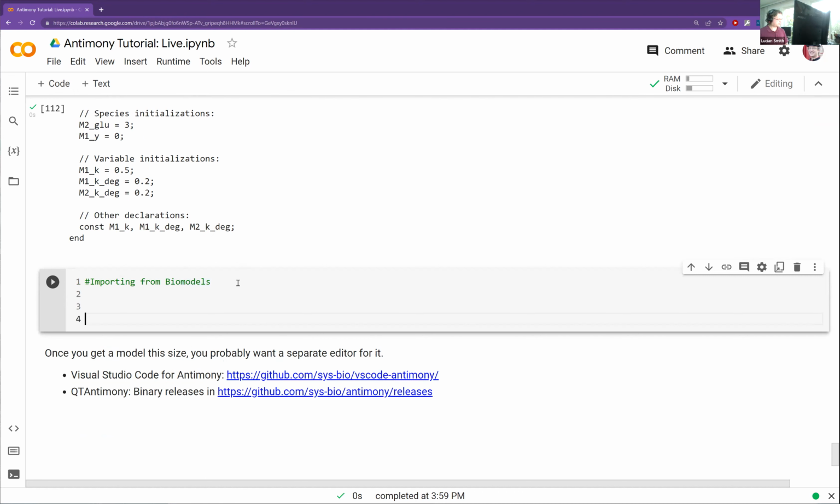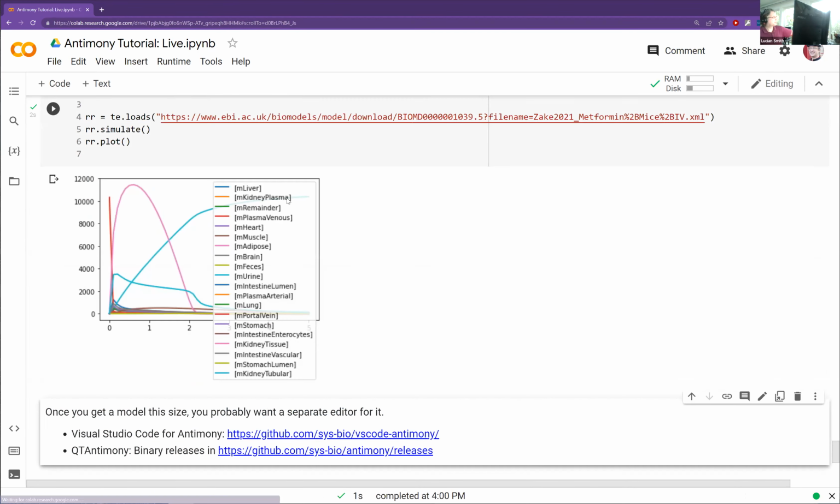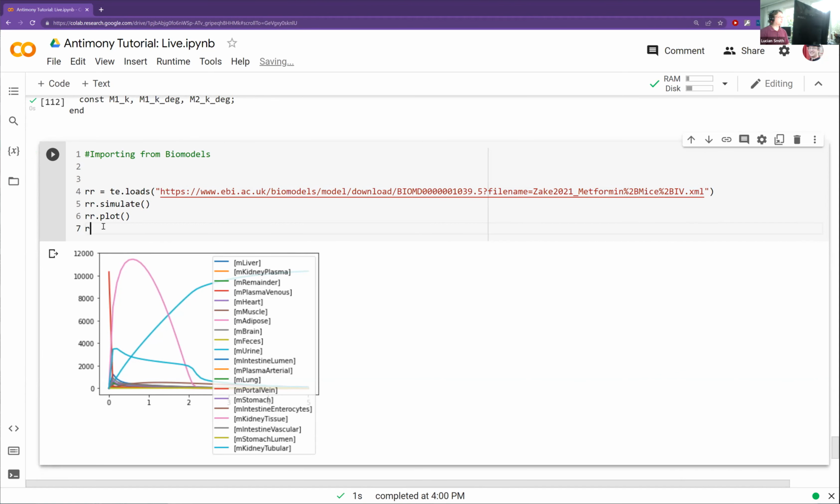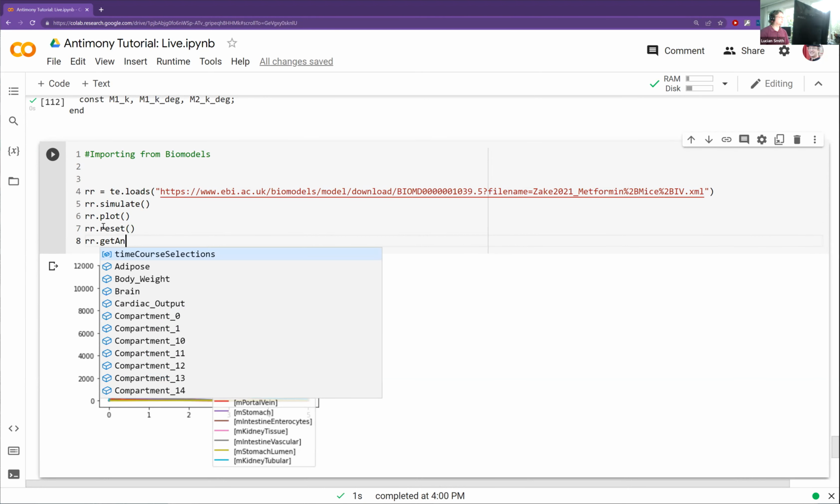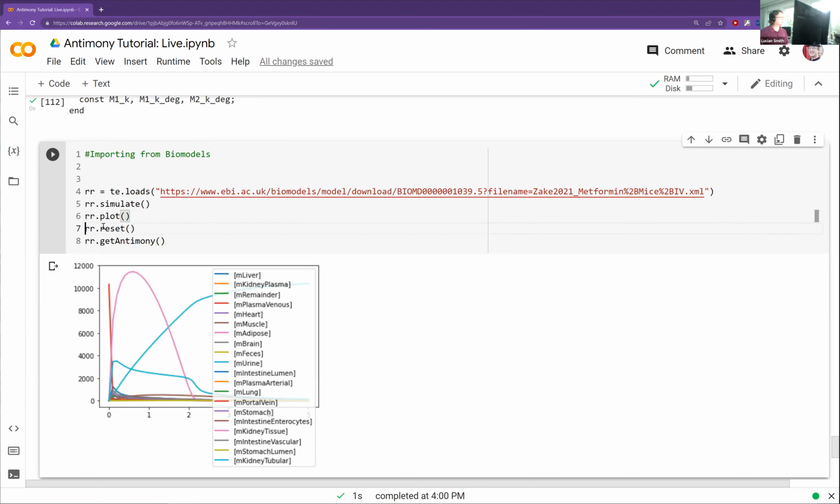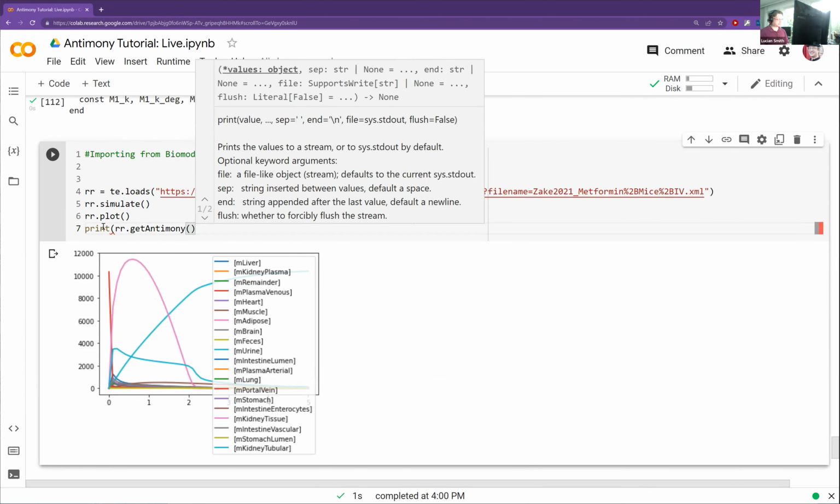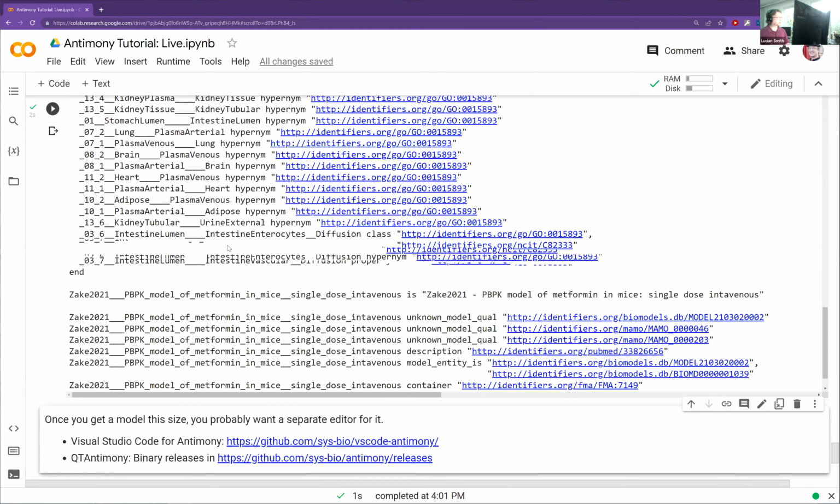Oops. Copy, paste. There we go. If you can load something in from a URL, here's the URL for this. And then you can reset. Actually, you can just do Antimony and you don't have to reset it for that, I think. So it plots it and then it shows you the whole thing.